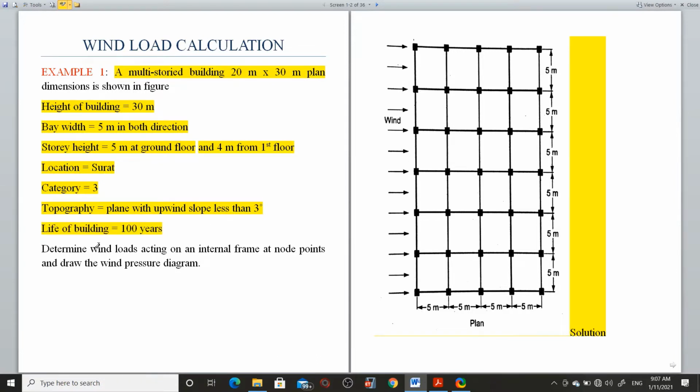Now we have to determine the wind load acting on the internal frame at node points. At node points. So what are node points? Node points means the building beam and column junction, right? Look here, here is a column, here is a beam, this junction is called a node point. So we have to find out wind load at a node point. We have to calculate wind load at a node point.